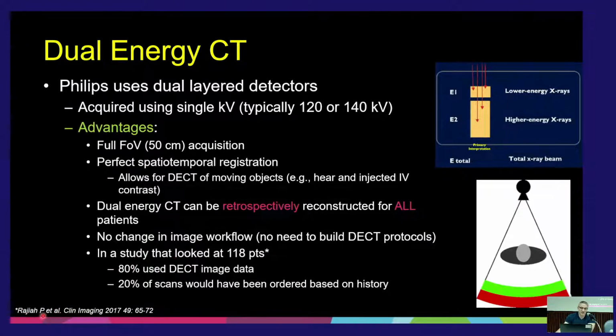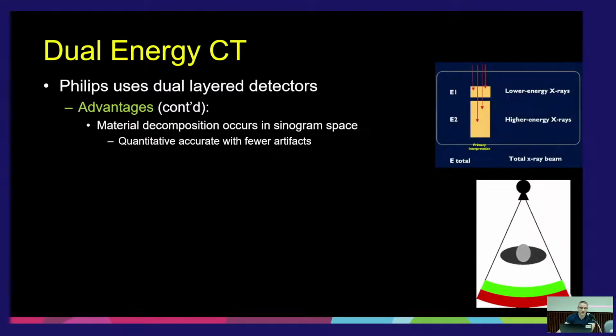And interestingly, there was a study where they looked at how often they would have used dual energy compared to when they acquired it as a single energy. So they acquired 118 patients, and they looked at the fact that only 20% of the time they would have, from the clinical indication, ordered a dual energy scan. But they realized of those 118 patients, ultimately, 80% of the time they wanted dual energy, so they reconstructed it using dual energy. So what they were trying to prove in this publication is that, yeah, we actually do want dual energy imaging a lot more than we do. And so having the ability to flip back and forth is a great advantage.